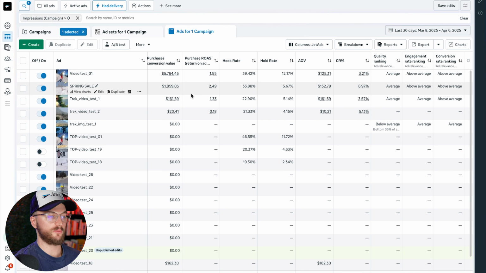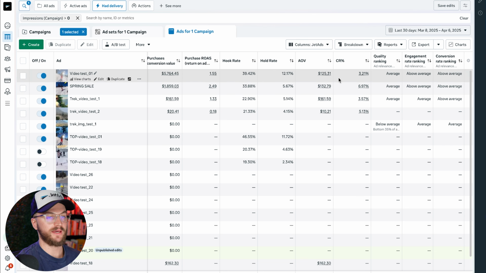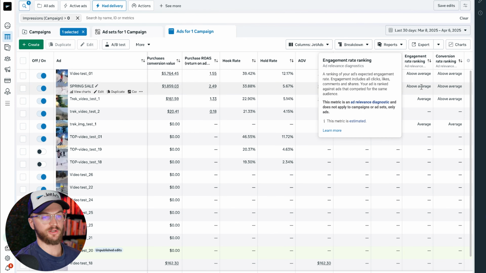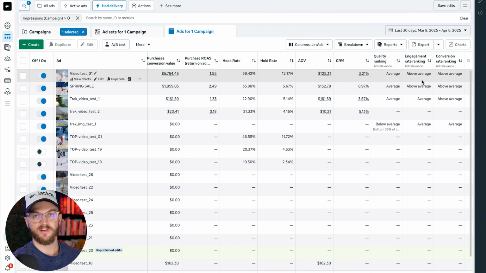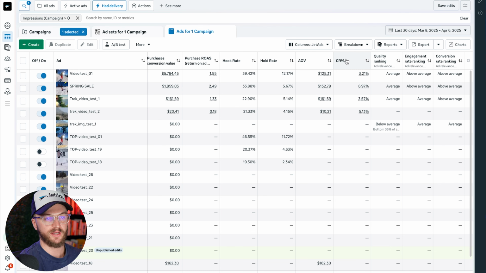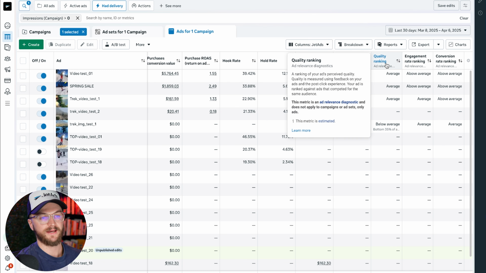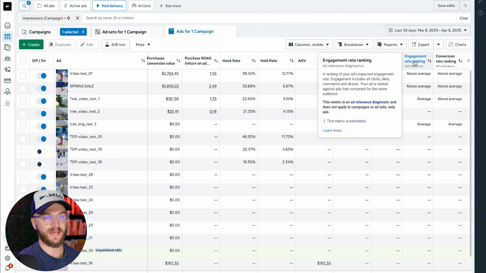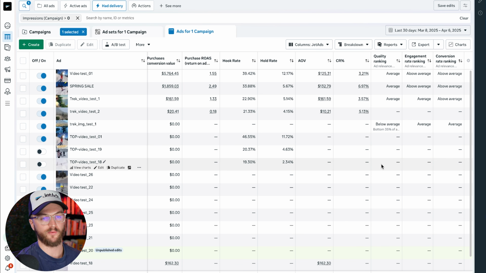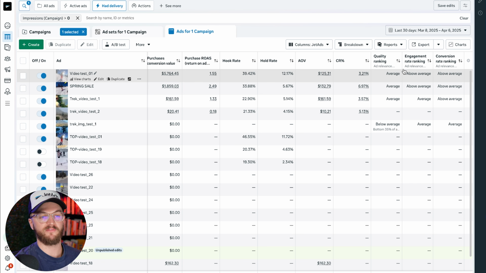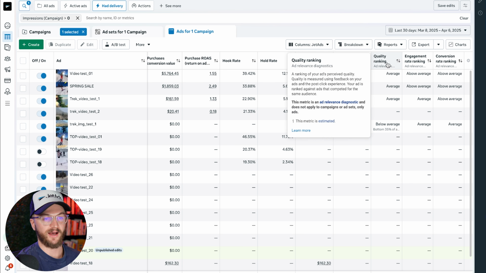Okay, and so another thing that you could be looking at when it comes to the actual ad quality right here is to go ahead and sort by your amount spent at the ad level, and you can look at all of your ads right here. As long as they have enough spend, if you customize your columns, add in the quality ranking, the engagement rate ranking, and the conversion rate ranking, and ultimately if these are average and a few of them are above average, you're going to have a good quality ad on your hands right here.